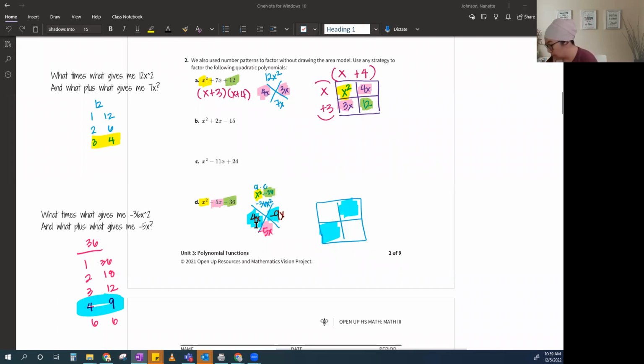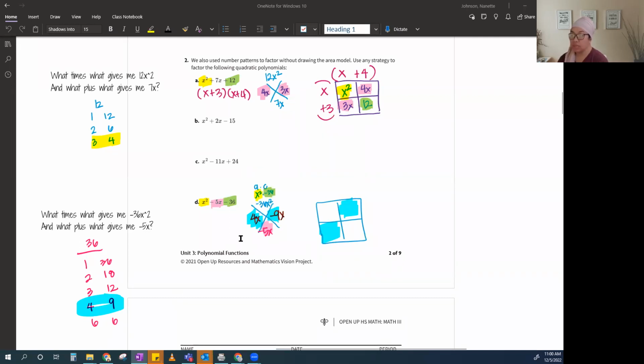Everybody comfortable with that? Okay, now if you're one of the ones that are like, oh, Ms. Johnson, I wouldn't be able to do this on my own, don't say that. Number one, number two, it's just a step. Number one, get your 36, write out all your factors. Then check every single pair to see which one gives you a -5.